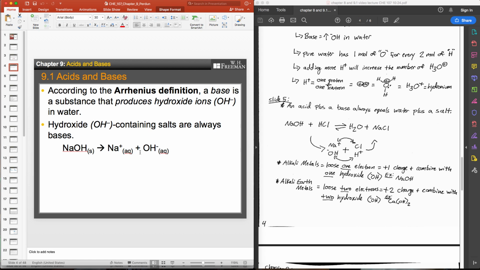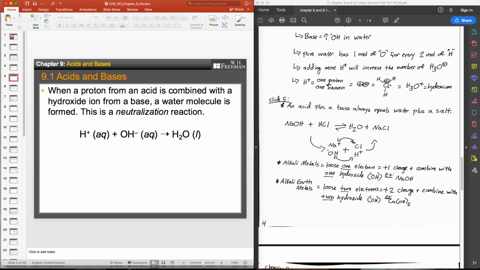So it's kind of like one of those examples of what we call polyatomic ions. So this hydroxide would be considered a polyatomic ion. It contains an oxygen and a hydrogen, 2 atoms, more than 1, so polyatomic.